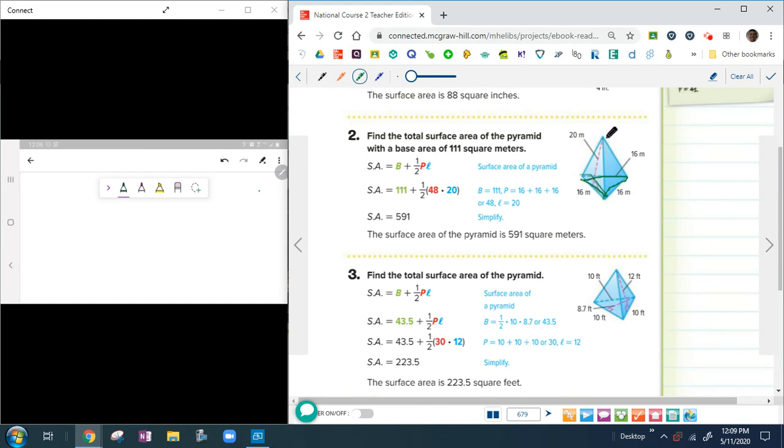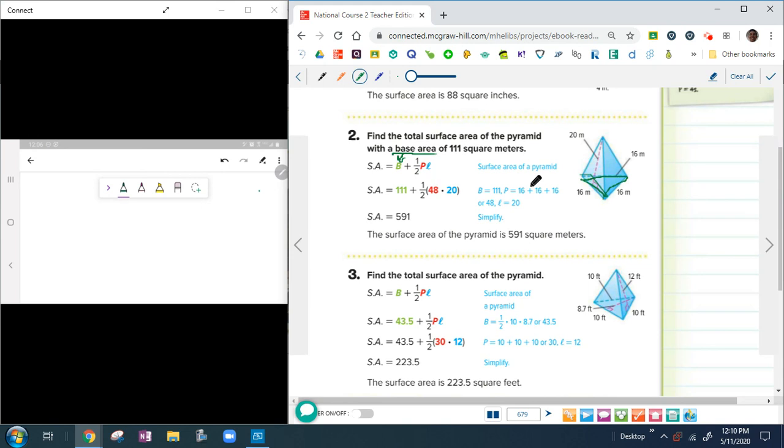I see the right angle for the slant height, but I don't see a right angle there. I'm like, no, they have to show me a right angle because I need to find the base and height of that to find the area. Then, whoa, math teacher, hello, read the directions. Find the total surface area of the pyramid with a base area of 111 square meters. So they already gave me the base area. They already gave me big B. All right, I don't have to calculate that.